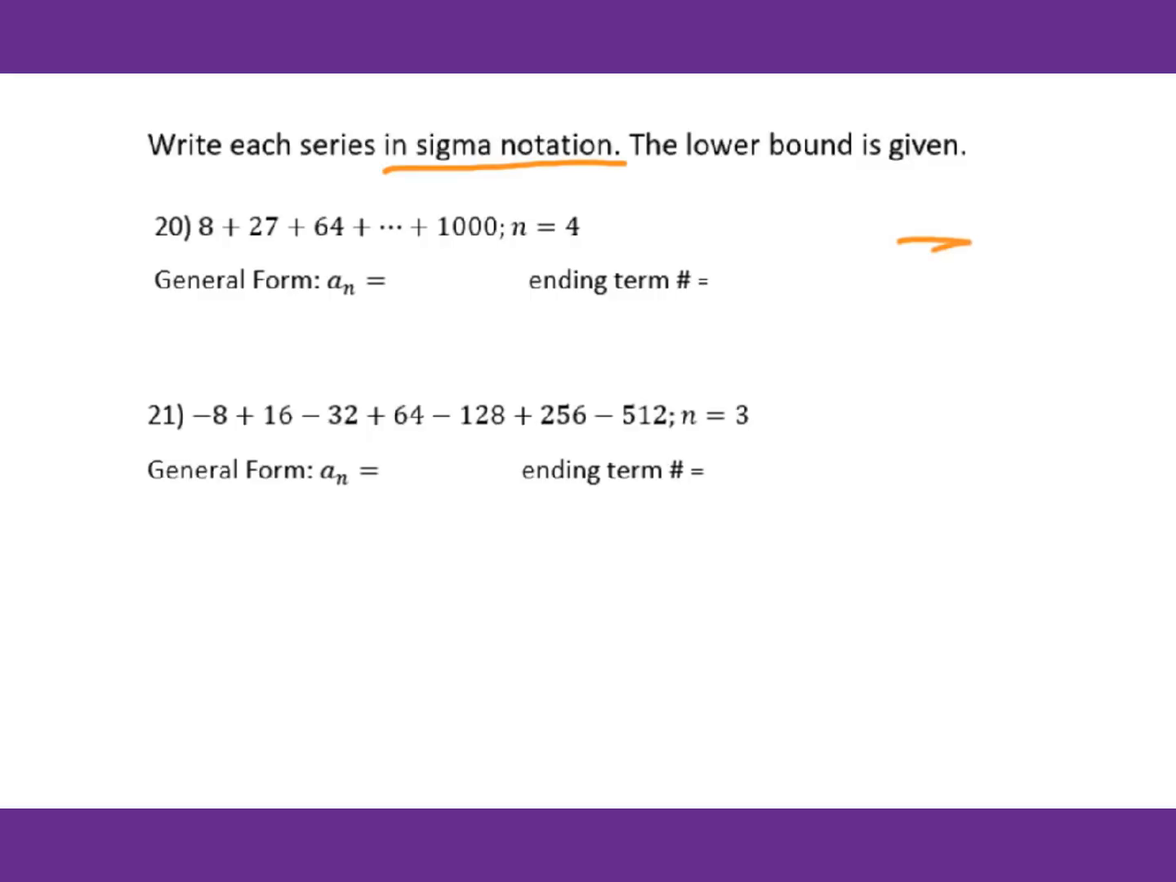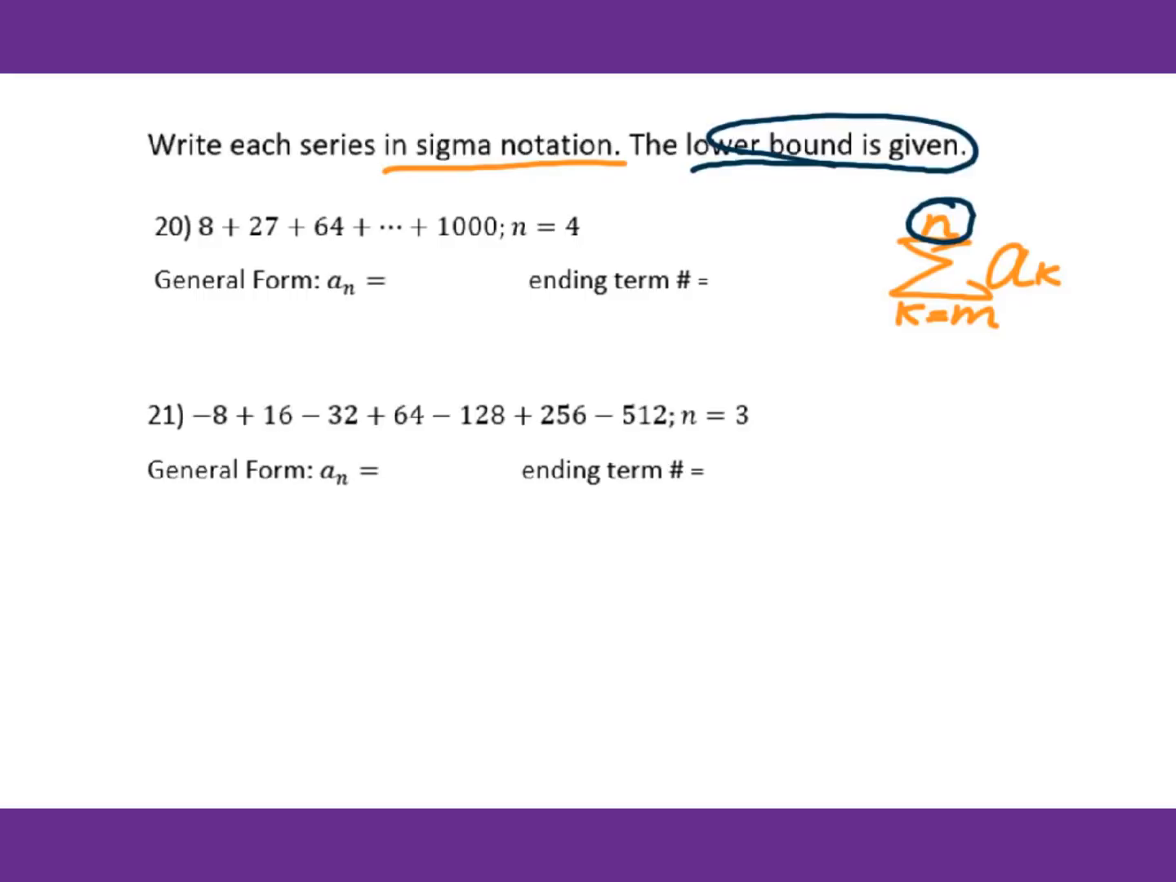For number 20, write each series in sigma notation. For the sigma notation, you have to make sure you have a general formula of the form a sub k. Then k goes from m to n. In other words, you have to get the starting term that's given. We need to figure out the ending term.